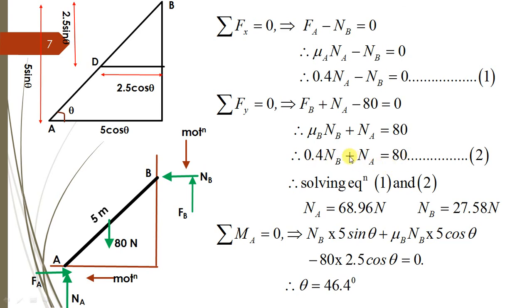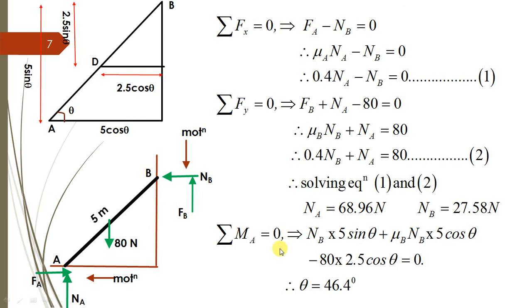So substitute the value Nb is equal to 0.4 Na here. So you will get Na is equal to 68.96 and Nb is equal to 27.58. So Na and Nb are known to us. They have asked us to find out the value of theta. We have to find theta.